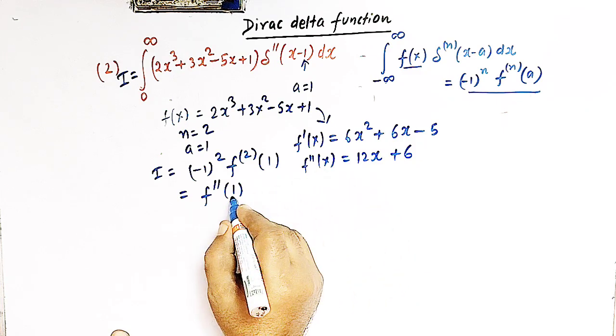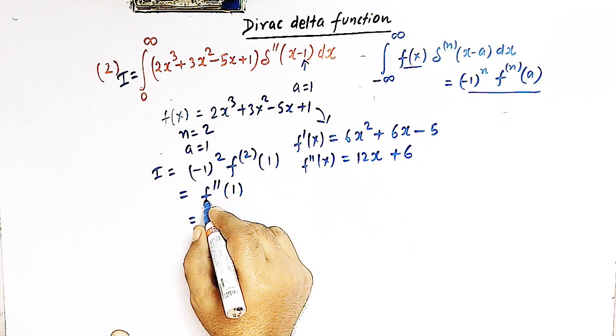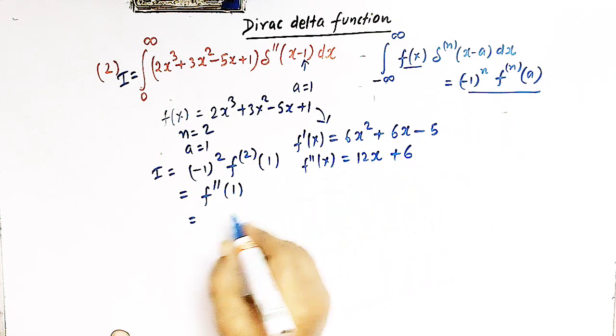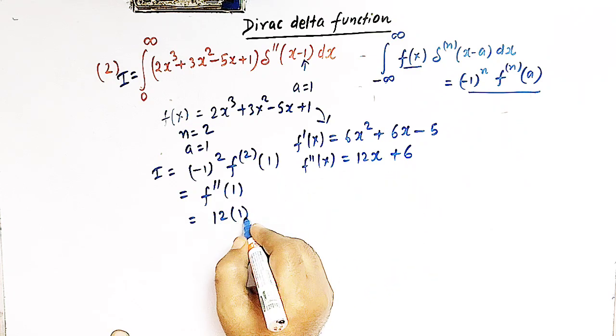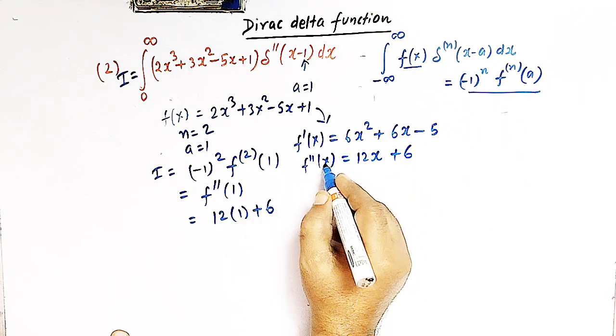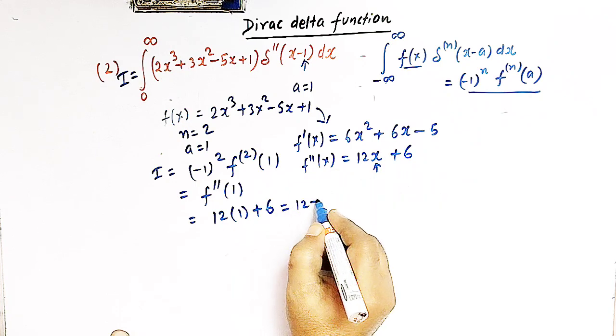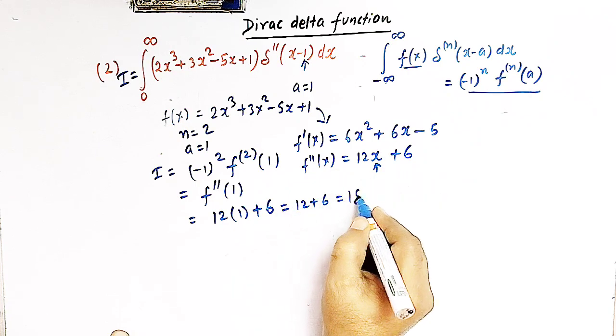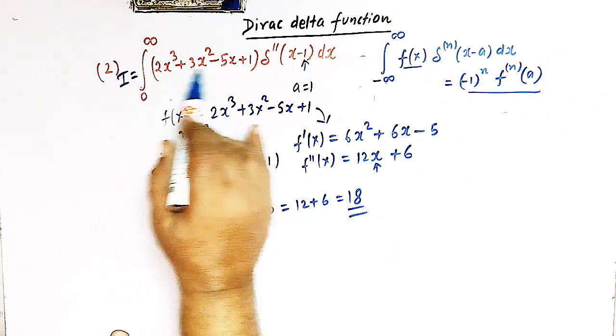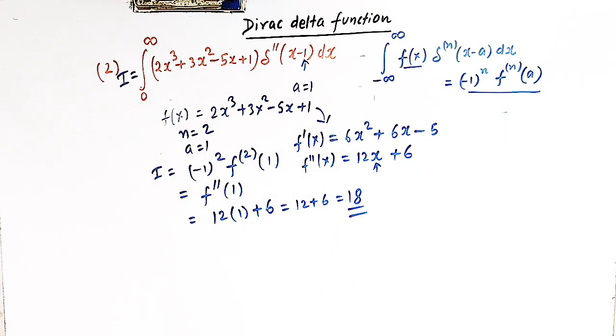Now taking x is equal to 1, the value of f double prime of 1 is given by 12 times 1 plus 6, taking x is equal to 1 over here. So we have 12 plus 6, that is equal to 18. So the value of this integral is given by or equal to 18.